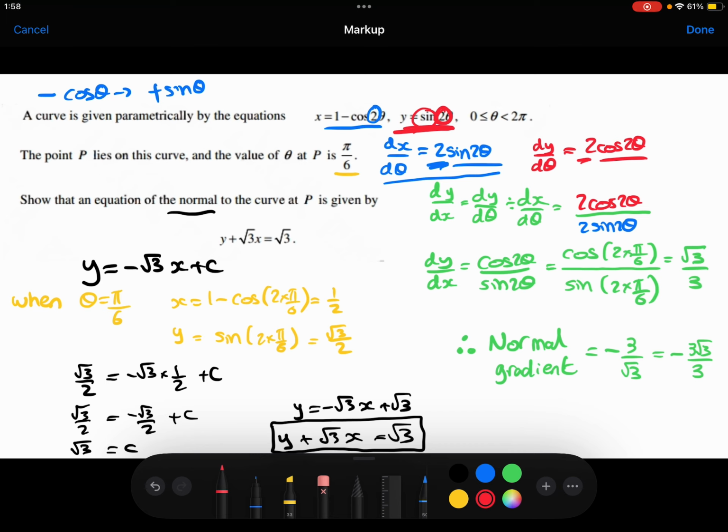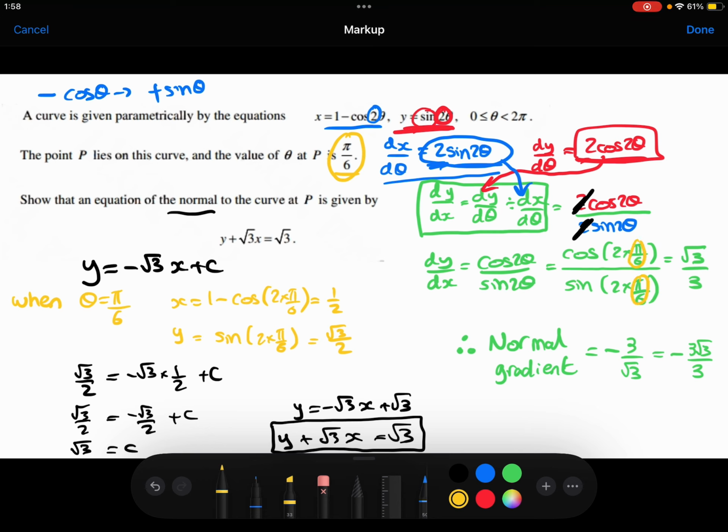Now I'm going to use the equation for the gradient when we have parametric curves. So I'm going to substitute the dy by d theta in here, and I'm going to substitute the dx by d theta in here. So I've got the red 2 cos 2 theta divided by the blue 2 sine 2 theta. And we can see now that the 2's are going to cancel out to leave me with just cos 2 theta over sine 2 theta. And at that point, I've substituted the pi over 6 in instead of the theta.